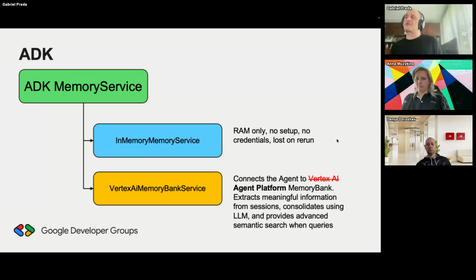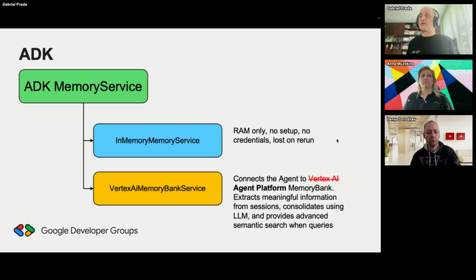In-memory service, which is RAM only, is good because it's fast, with minimal setup and no credentials, but it will be lost on rerun. And then you have VertexAI memory bank service. You remember Memory Bank, now it's called Agent Platform Memory Bank, right? So a lot of renames here, which will connect the agent to Agent Platform Memory Bank. And again, this is the preferable implementation if you build something for production.